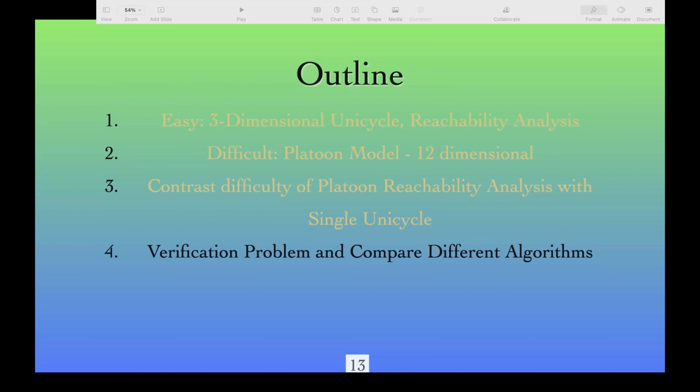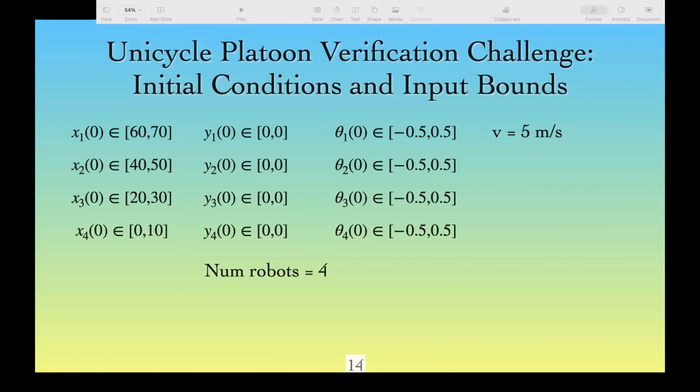Now I'm going to present the verification problem for the unicycle platoon model. Let's say I took an initial set of states given with the bounds here, and the open loop input is taken to be a constant of 5 meters per second, and I have 4 robots.